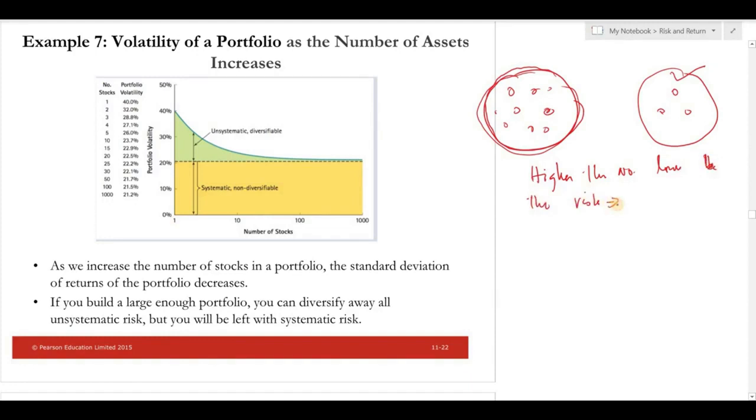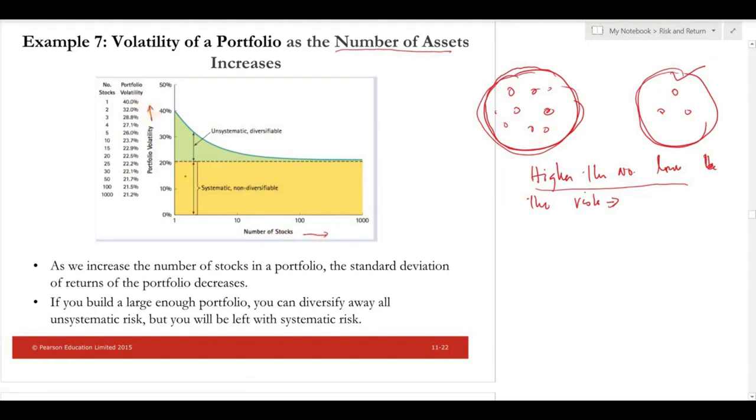Okay, and in an ideal case, the higher the number of assets in the portfolio, the higher will be the diversification, right? And here this portfolio is risky because diversification is less. Now, the volatility of a portfolio as the number of assets increases. So if you see this graph, here we have the number of stocks and here we have the portfolio volatility.